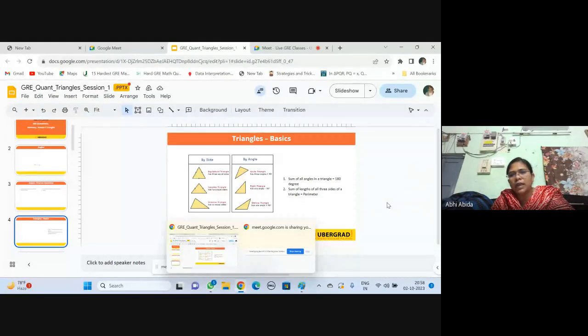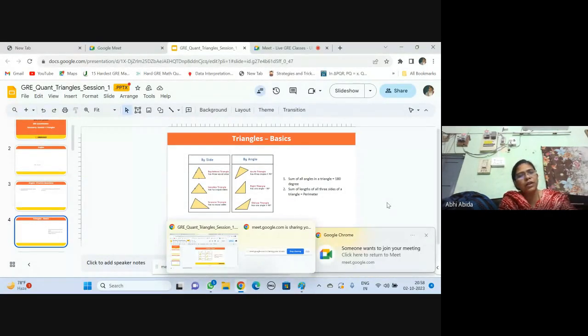If you talk about triangles based on angles, acute triangle, right triangle, and obtuse triangle. So acute triangle is nothing but all the angles here will be less than 90 degrees. Right triangle has an angle equal to 90 degrees, and obtuse triangle has one angle which is greater than 90 degrees. So these are the basic stuff regarding the triangles. Now let me explain the properties of triangle more clearly.